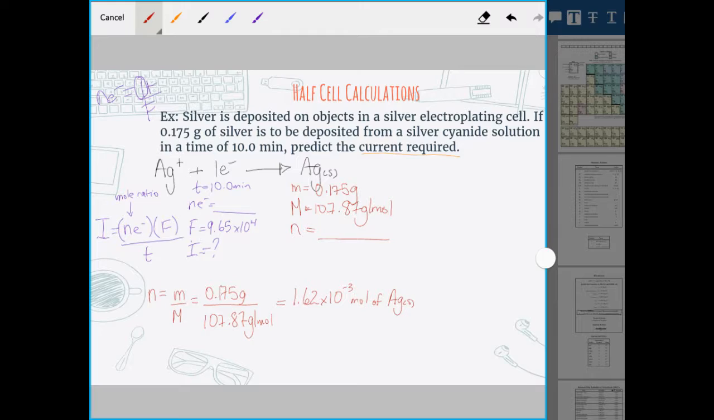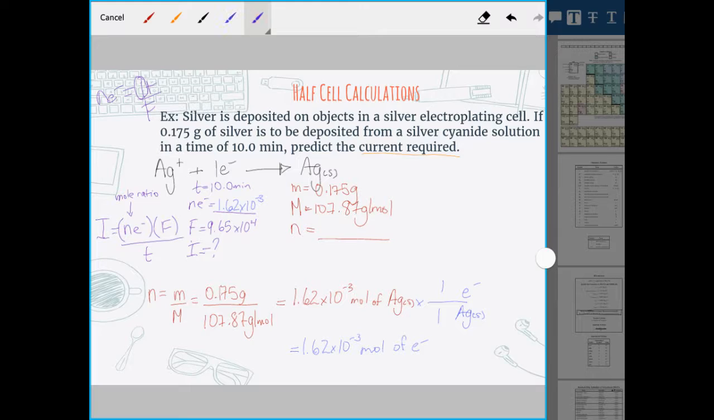If I do a mole ratio here, I have my solid silver on the bottom because I need to cancel that unit out. I have my electrons on the top. In this case, it is a 1-to-1 mole ratio, which means that this equals 1.62 times 10 to the negative 3 moles of electrons. So I can plug that number into this, 1.62 times 10 to the negative 3 moles.